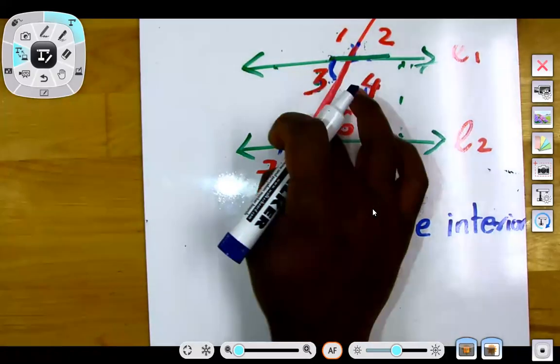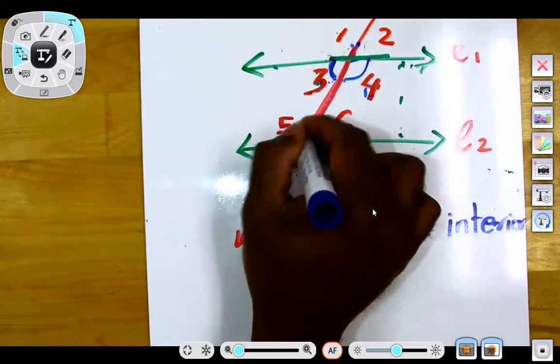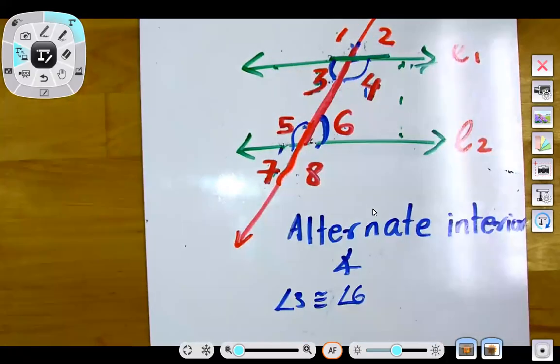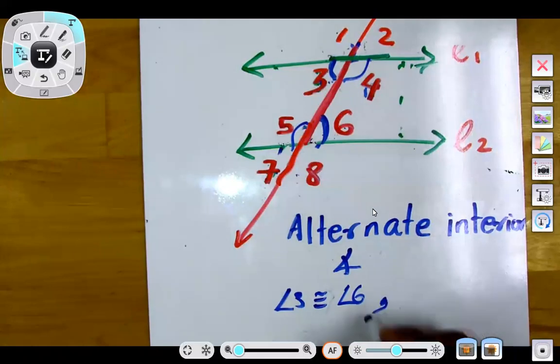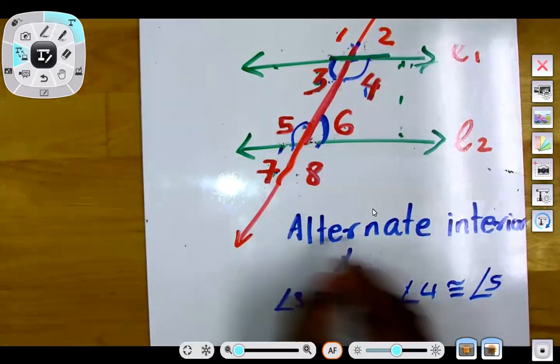If you look at 5 and 4, opposite side of the transversal, they are right next to each other. So we can say angle 4 is congruent to angle 5. Why? Those are alternate interior angles.